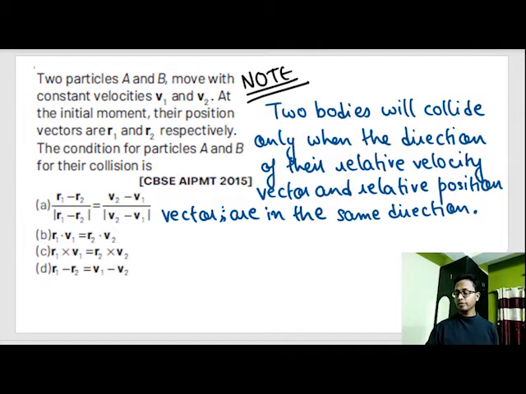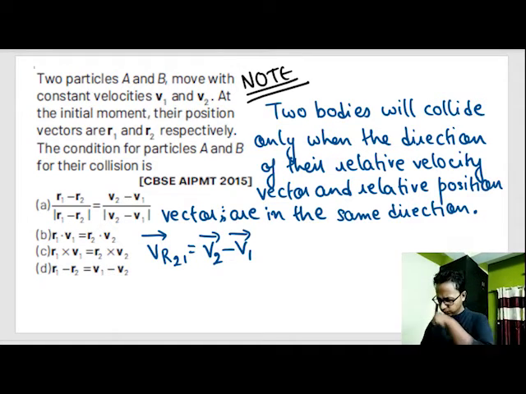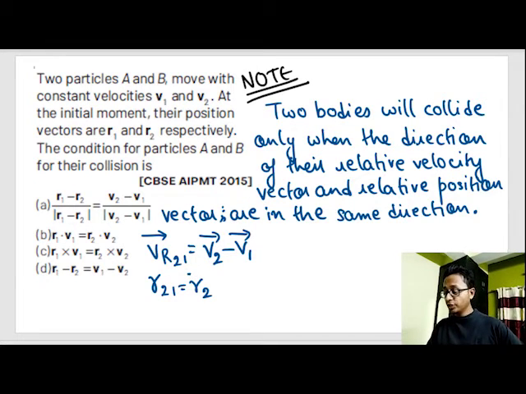So what is the relative velocity vector given as? The relative velocity vector, or velocity of 2 with respect to 1, is given as velocity of 2 minus velocity of 1. And the relative position of 2 with respect to 1 can be given as r2 minus r1.